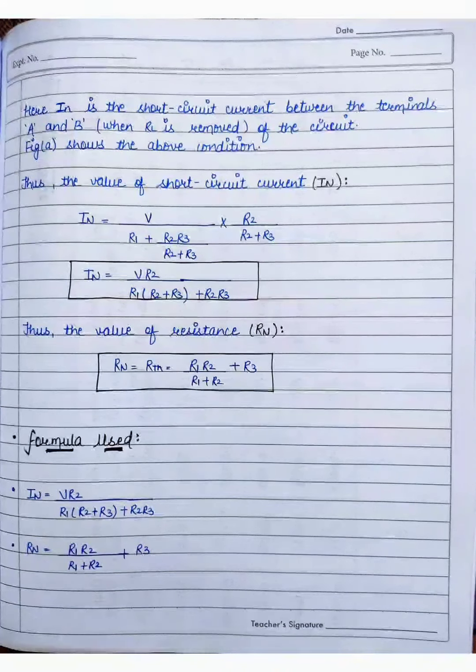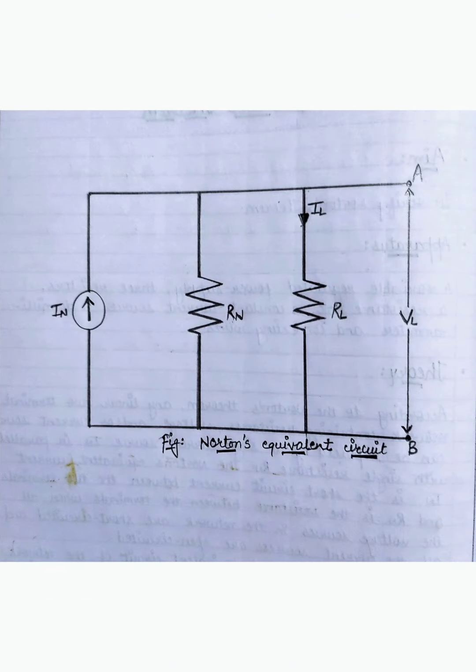Thus, the value of resistance Rn equals R_1 asterisk R_2 divided by R_1 plus R_2, plus R_3. Formulas used: In equals V R2 divided by R1 R2 plus R2 R3 plus R1 R3, and Rn equals R_1 asterisk R_2 divided by R_1 plus R_2, plus R_3. Figure.